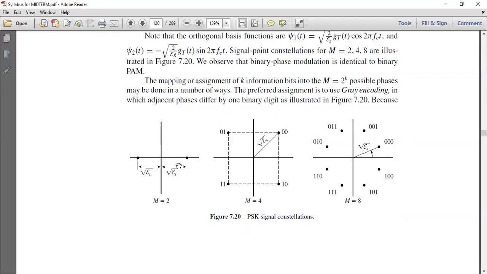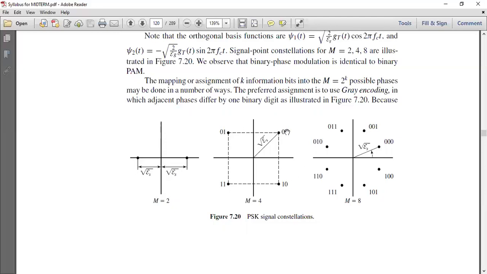So in this case, we are transmitting just one bit, 1, 0. In this case, we are transmitting two bits, 0, 0, 1, 1, 1, 1, 0. So if you move from 0, 0 to 0, 1, you are just changing one bit. So this first bit is changed over here. If we move from 0, 1 to 1, 1, then this second bit is changed. If you move from 1, 1 to 1, 0, this second bit is changed.